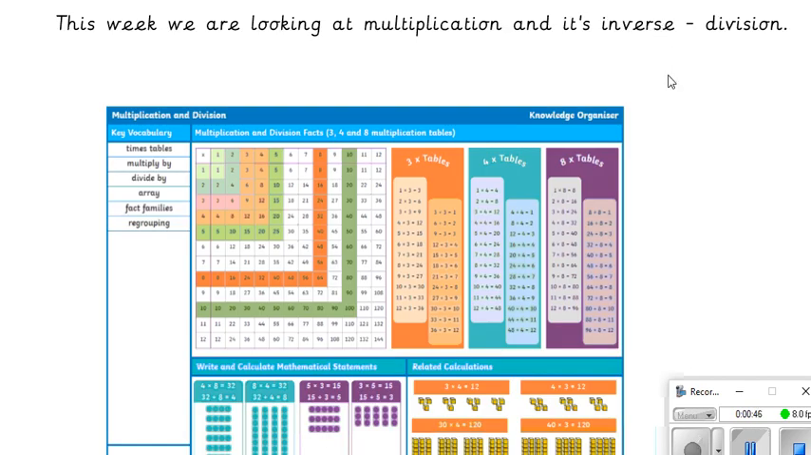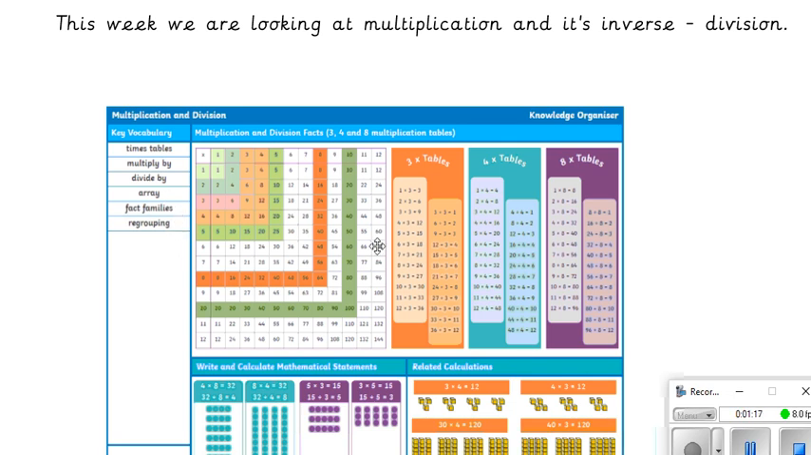Okay, all done. So this week we're going to be looking at multiplication and the inverse or the opposite of multiplication, which is division. We're not going to concentrate too much on division this week because really we're looking at multiplication, but sometimes the two things are so linked together that we'll try a couple of division questions as well. So we're looking at some key vocabulary here: times tables, multiply by, divide by, the word array we'll be using quite a lot, fact families, and regrouping.